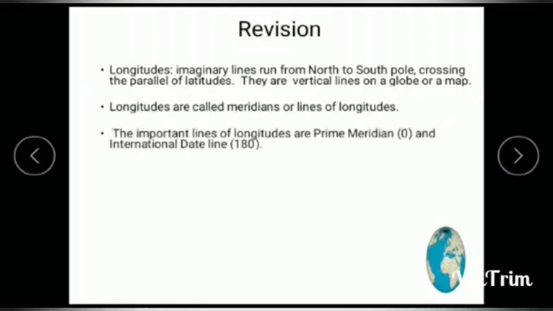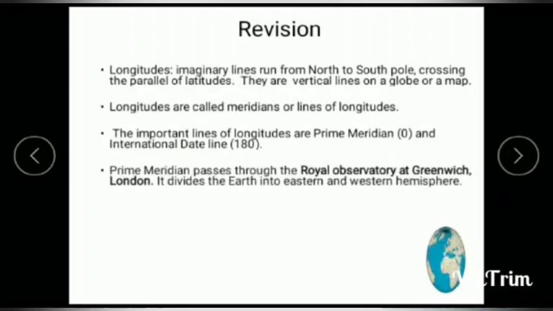The important lines of longitude are the prime meridian, which is at 0 degree, and the international date line, which is at 180 degree. The prime meridian passes through the Royal Observatory at Greenwich, London. It divides the earth into two equal halves, that is the Eastern Hemisphere and the Western Hemisphere.